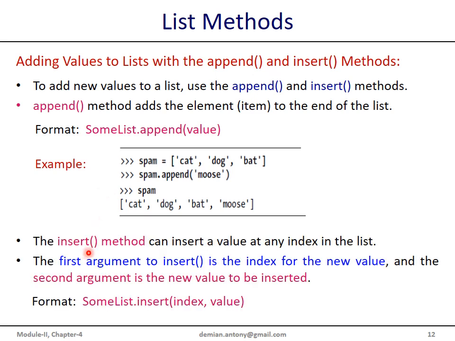The insert method allows us to insert a value at a particular index within the list, and this insert method takes two arguments. The first argument is the index and the second is a value. The first argument to insert is the index for the new value being inserted into the list, and the second argument is the new value that we are going to insert at that new index.